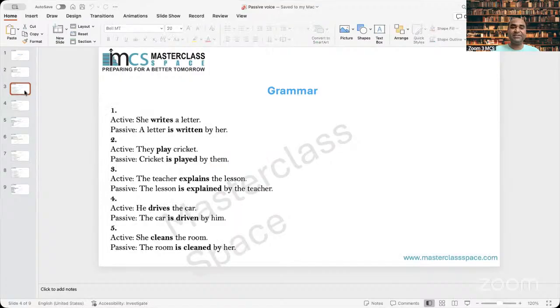What if the sentence is the car is not driven by him? Then he does not drive the car. So this is called the changes of the sentences. Okay. So this is all for today for the passive voice.